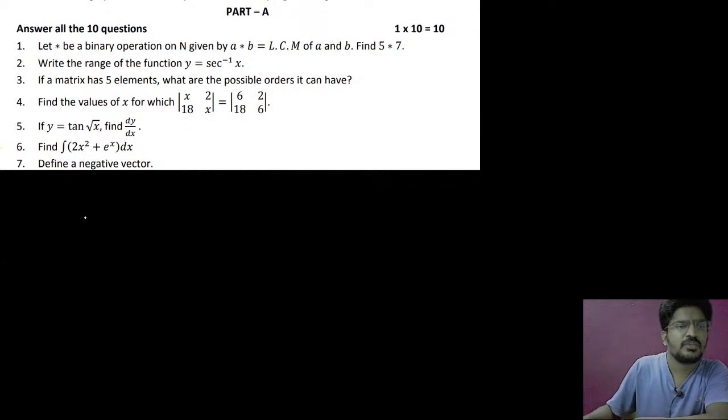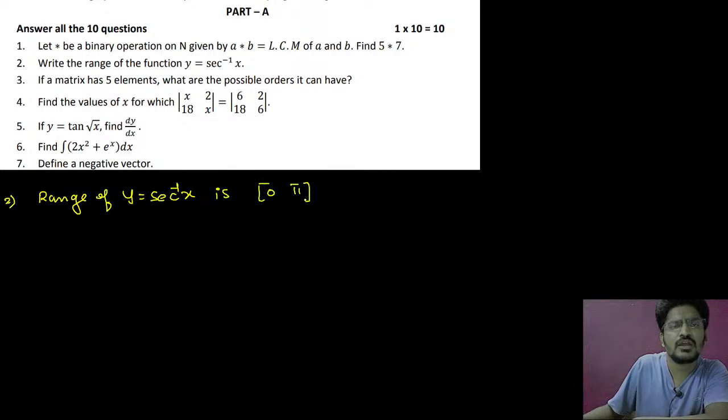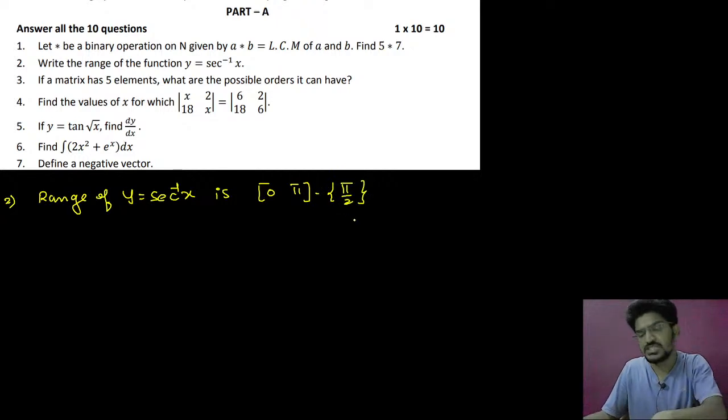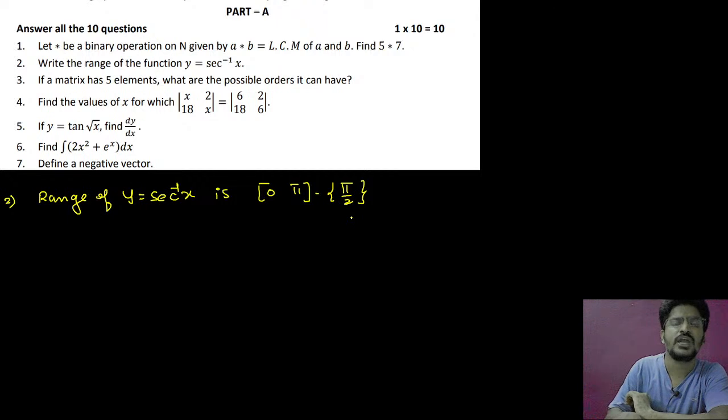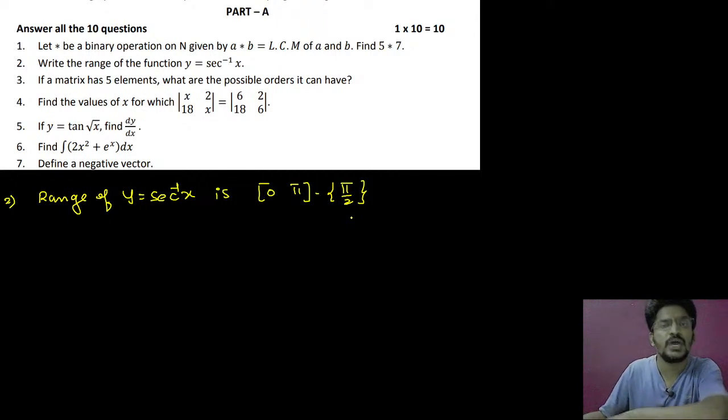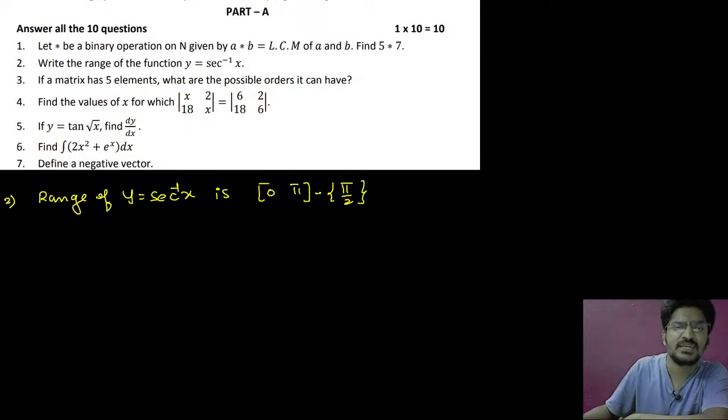Now we can go for the second problem, that is the range of the function y equal to sec inverse x. So the range of y equal to sec inverse x is the closed interval 0 comma pi minus the singleton set pi by 2. Why? Because at pi by 2 sec is not defined, so we have to remove pi by 2 from the closed interval 0 comma pi. So this will be the range of y equal to sec inverse x, no problem, that is closed interval 0 comma pi minus singleton set pi by 2.